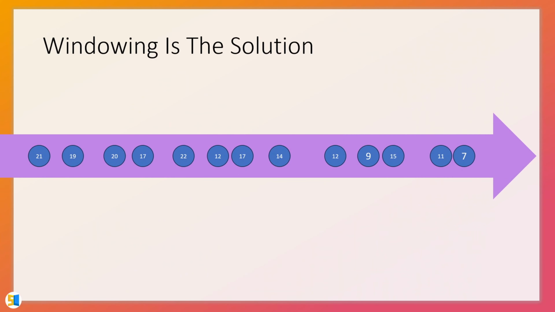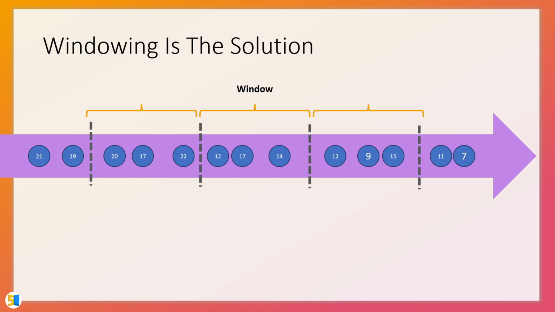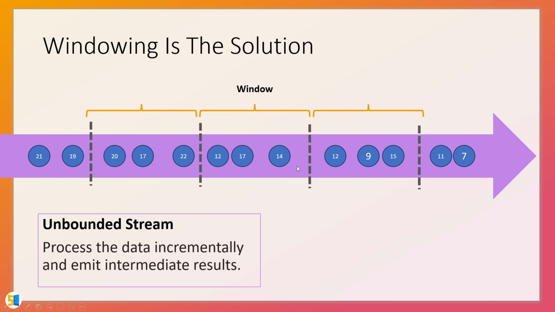So the solution to those challenges is called windowing. Windowing is a technique that divides data streams into finite chunks called windows. Based on some criteria, we can apply various operations to the data within each window, like aggregations or transformations. So windowing is useful for the unbounded stream. This is because we can process the data incrementally as it arrives and produce partial or approximate results.